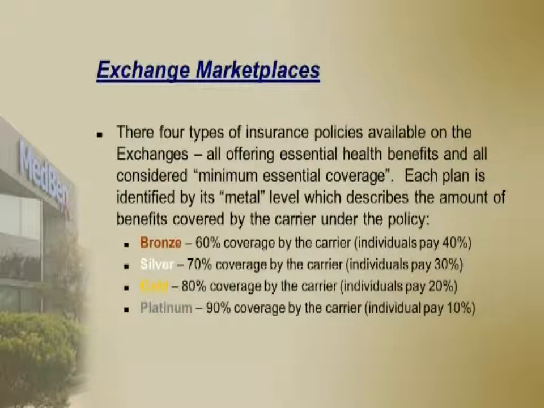The silver plan is the next level plan. It's 70% coverage by the carrier and 30% by the individual. And then you can see they go up. Gold is 80-20, platinum is 90-10.